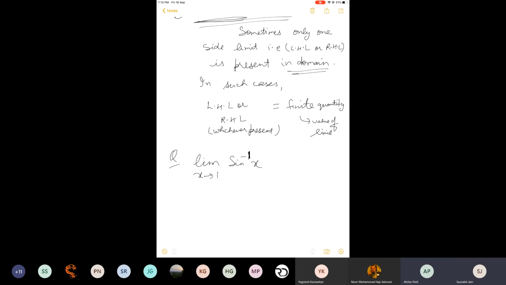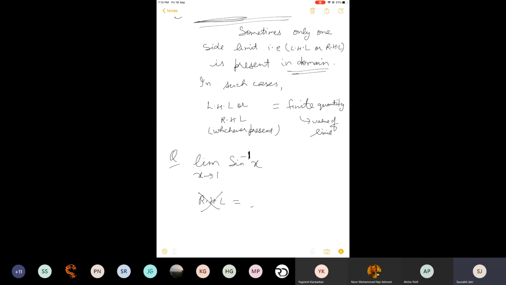What do you think? Yes, it's a one-sided limit. That's correct. And what is the reason? Which side is not present? The right side. Yes, good. So here RHL is not present.